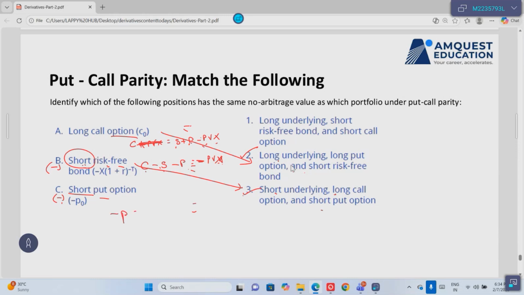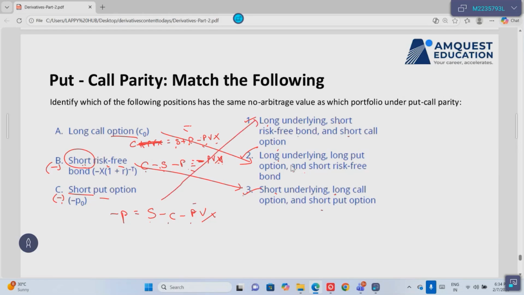So minus P is equal to S, so that is already there. Take C to this side, and take PVX to this side as well. Right? What do you know of this? Long stop, short call, short PVX. Done. That's how easy it is.